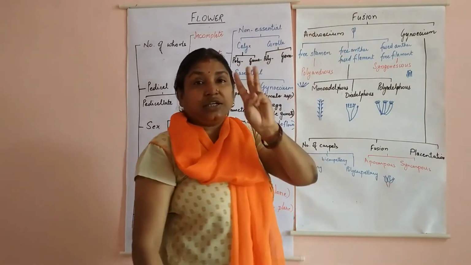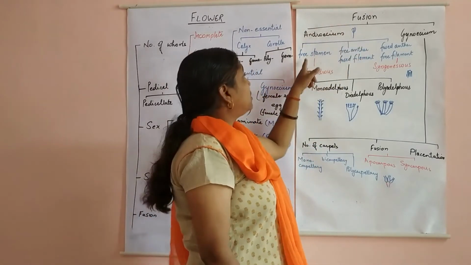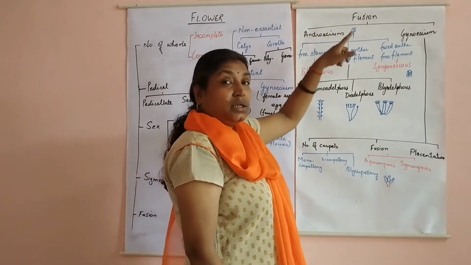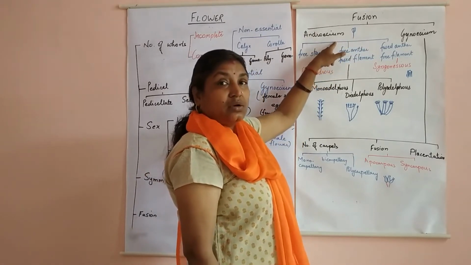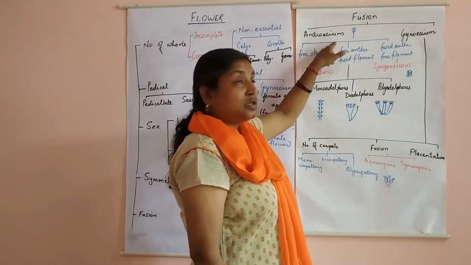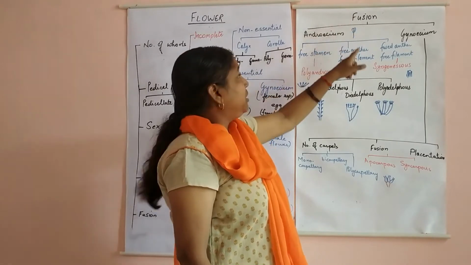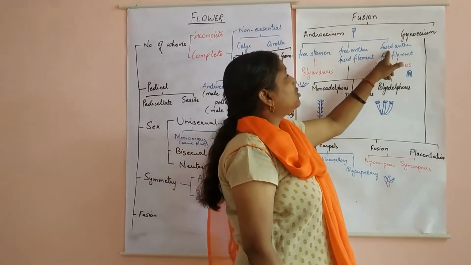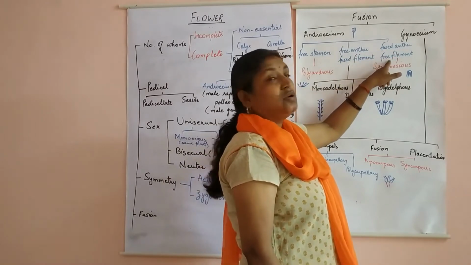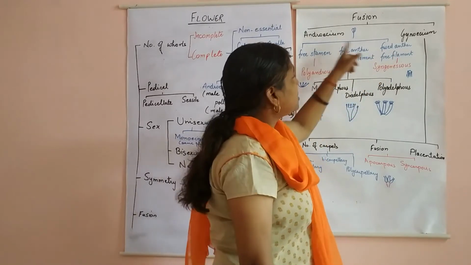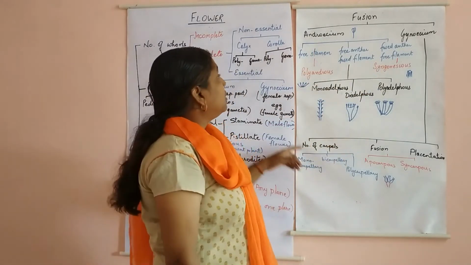Now here three conditions are possible. One, the entire stamen is free, that is free stamen. Another condition where filaments are fused but anthers are free. This is the second condition. All the filaments will be fused but the anthers will remain free. And third condition is your anthers are fused and the filaments are free. So based on this condition, we have different terms related to that.